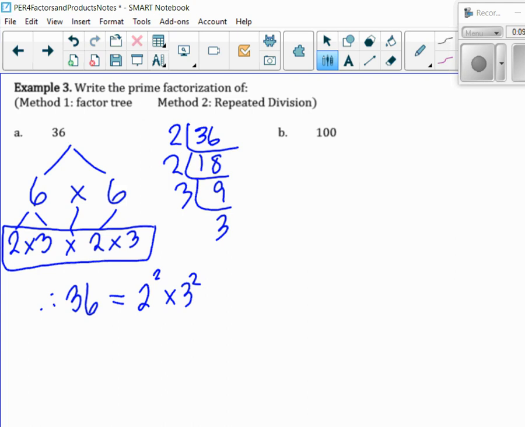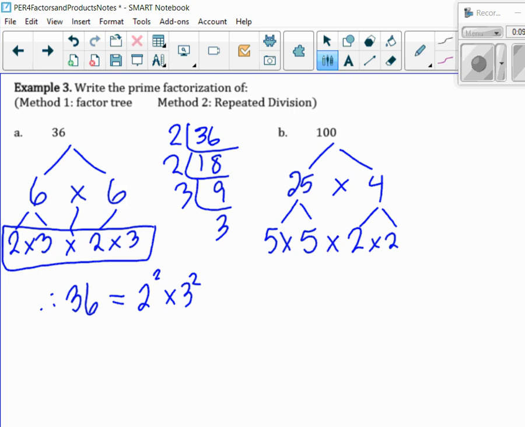So again, I will try the factor tree again for 100. So what times what is 100? 25 times 4. Okay, so I'm going to put 25 times 4. Again, you keep on doing the factors of the factor tree until you get prime numbers. So what times what is 25? And you don't do 1 times 25. You never use 1s. Yeah, 5 times 5. And then a 4 is 2 times 2. So you can see that this is the prime factorization. I'm done because I'm at prime numbers.